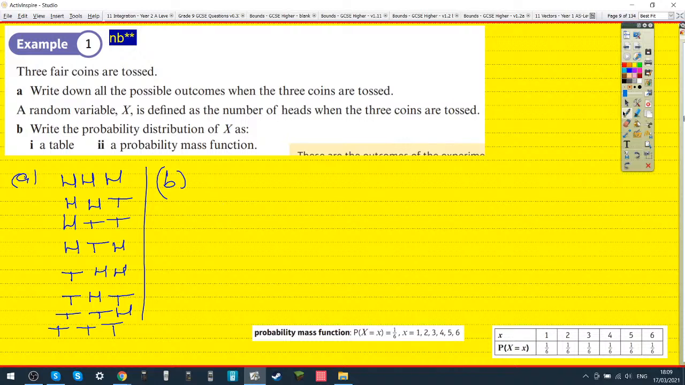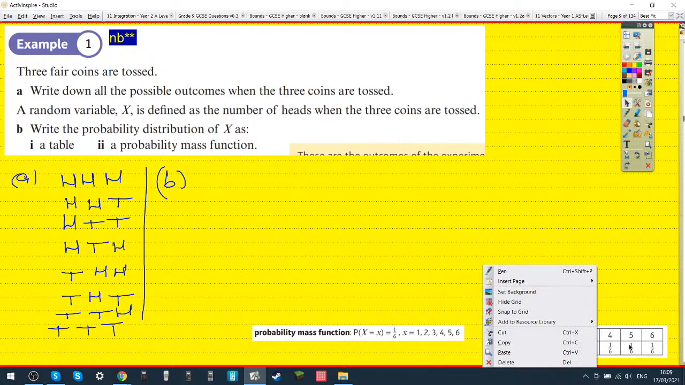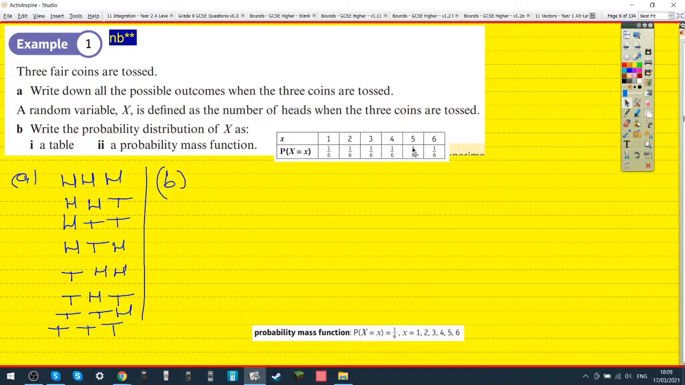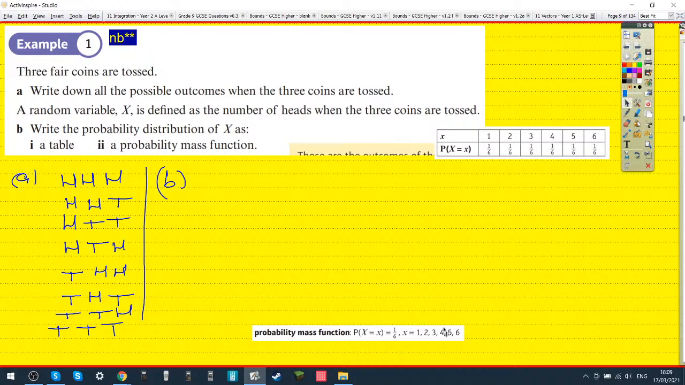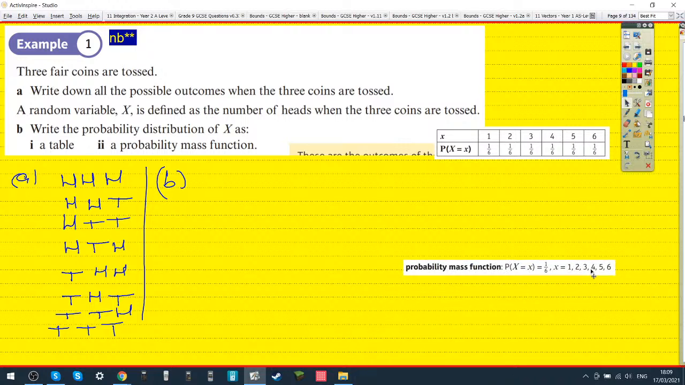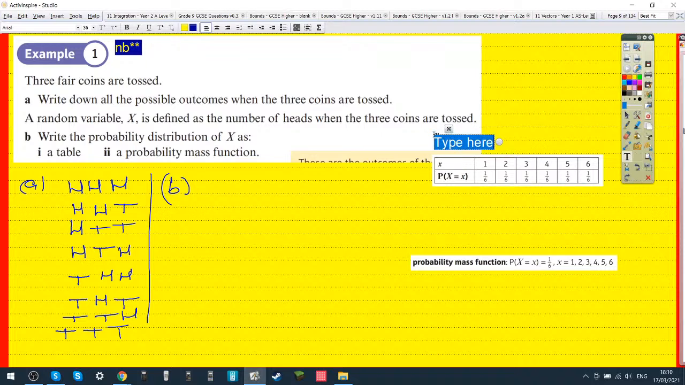And I have a previous example here. So this is our table from before. And the other one was the mass function from before. Okay.